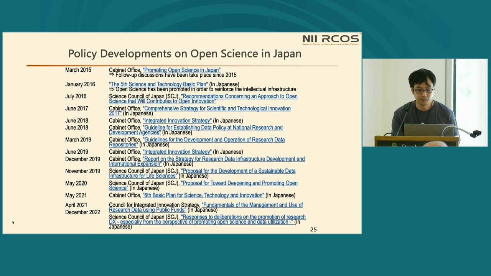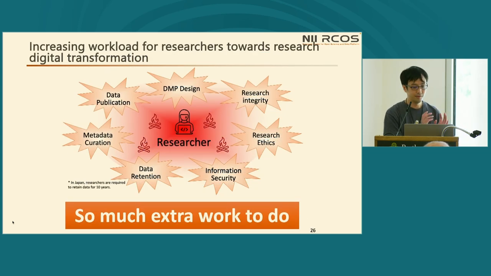This slide shows policy development on open science in Japan. The discussion mainly focuses on the open science that was started in 2015 at the Cabinet Office. They pulled the discussion on policy aspect and also described the importance of infrastructure. Okay, next. This is good policy making from our infrastructure point of view. But from researchers' point of view, there are so many things to do, and they may feel these are extra work to do.